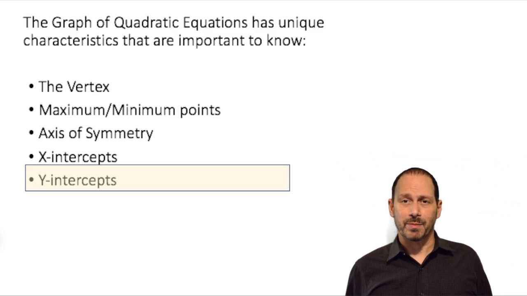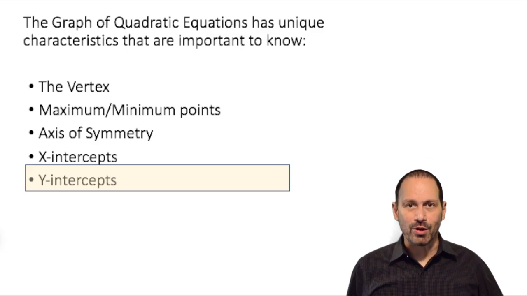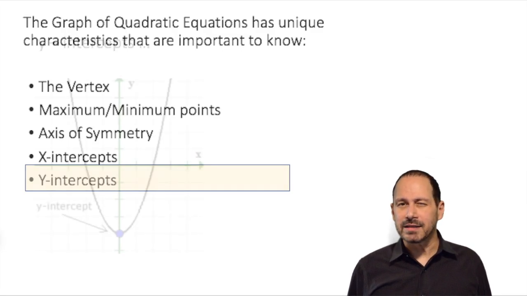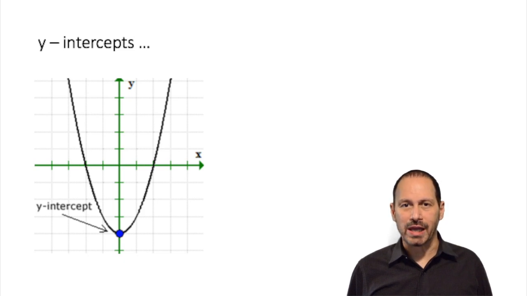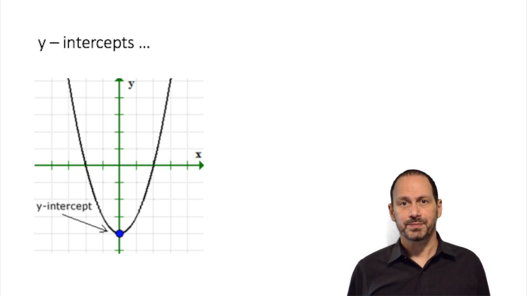The y-intercepts. The parabola can also intercept the y-axis, that's the vertical axis. And it is important for us to know what that location is, what the coordinates of that intersection are, because this can help us graph the parabola.